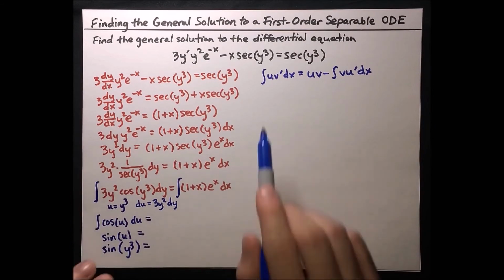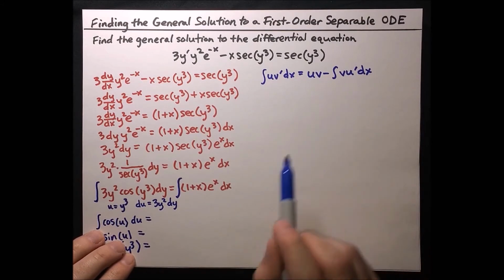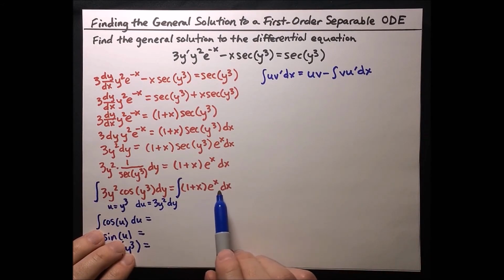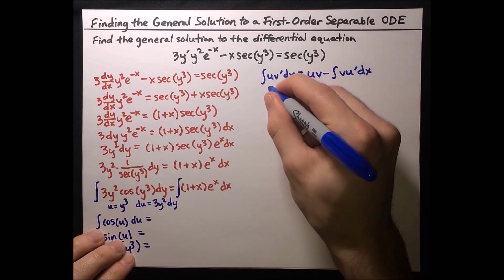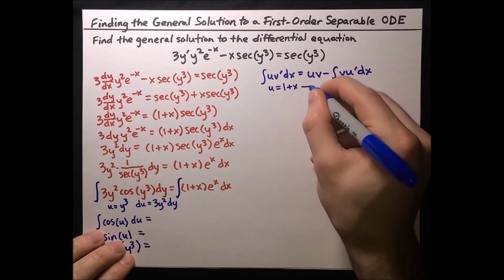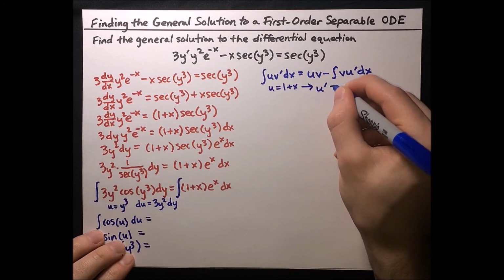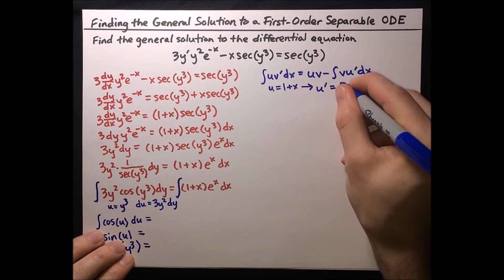So what should we choose as u? Well, we want u to become simpler when we differentiate it. So which one of these terms becomes simpler when we differentiate? e to the x just stays the same, but 1 plus x will become a lot simpler when we differentiate that. The 1 will go away, the x will just turn into a 1. So let's set 1 plus x equals u. So u equals 1 plus x, and then that means u prime is the derivative, so the 1 goes away. Derivative of x is just 1, so u prime equals 1.